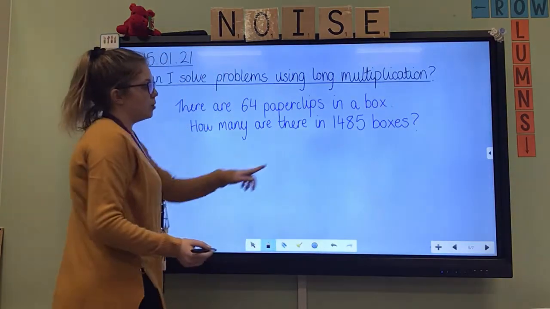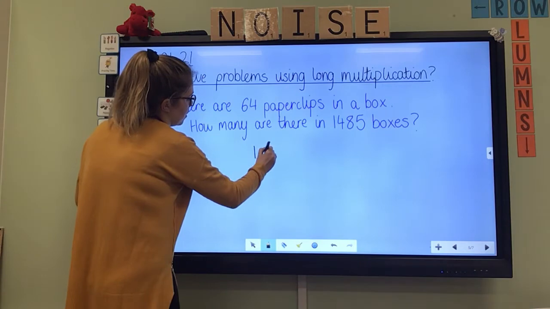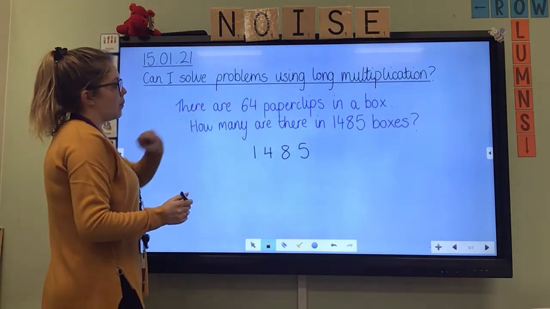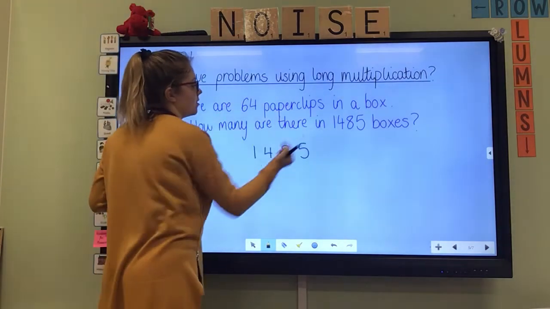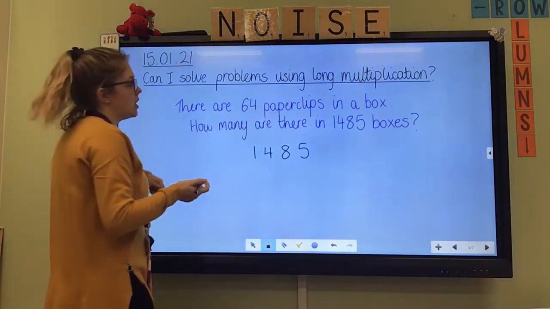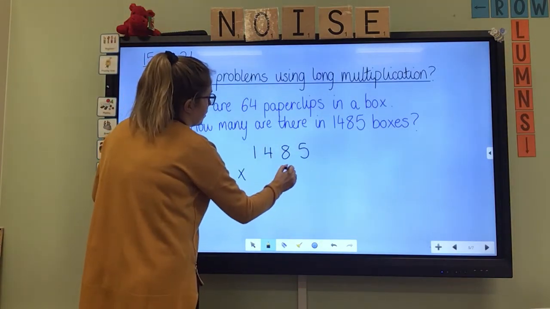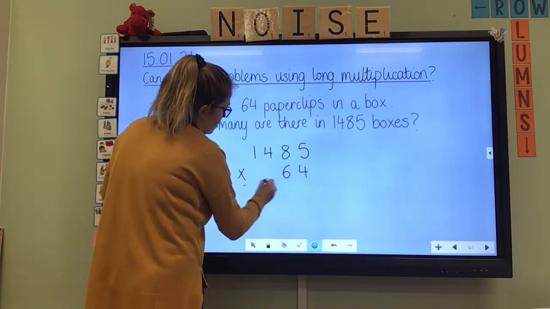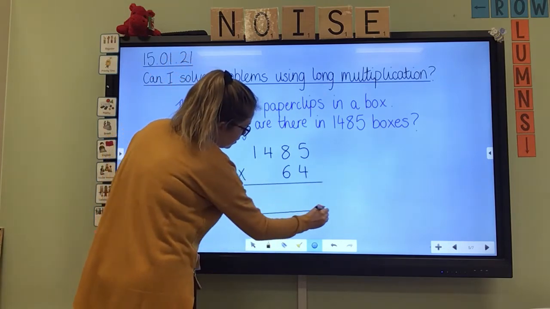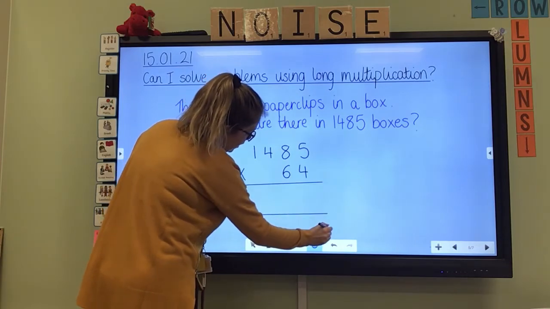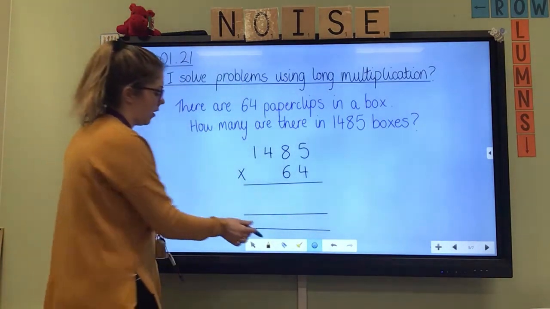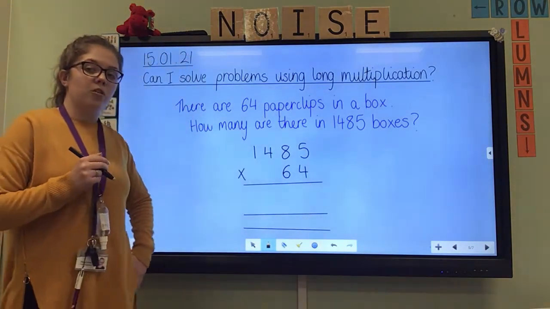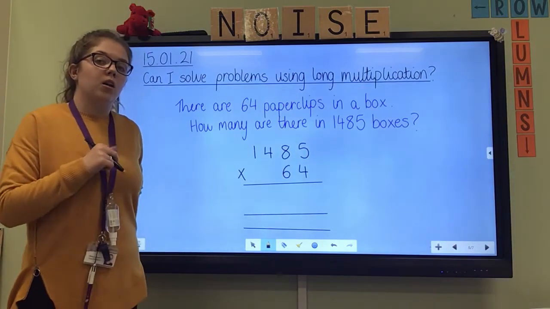We need to do 1,485 times by the number of paper clips, because that's how many boxes there are and that's how many paper clips are in each box. So, we'll multiply it by 64. I'm going to set out my compact method, just like that. So, off we go. If you want to pause the video and have a go by yourself and then check in at the end to see if you've got the right answer, you can. If not, work alongside with me.